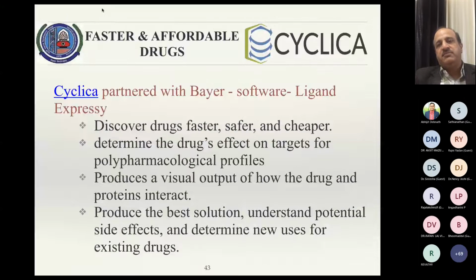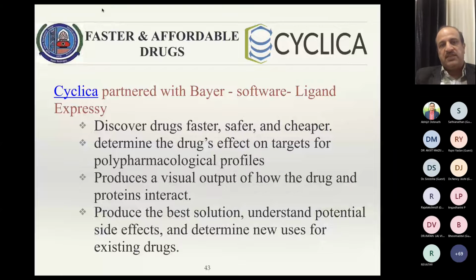Another company named Cyclica partnered with Bayer and made software named Ligand Express to discover drugs which are faster, cheaper, and safer. They can even determine the drug effects on different and new targets. They produce a visual output of how the drug and protein interact. They produce the best solution, understand the side effects, and determine new uses of existing drugs.